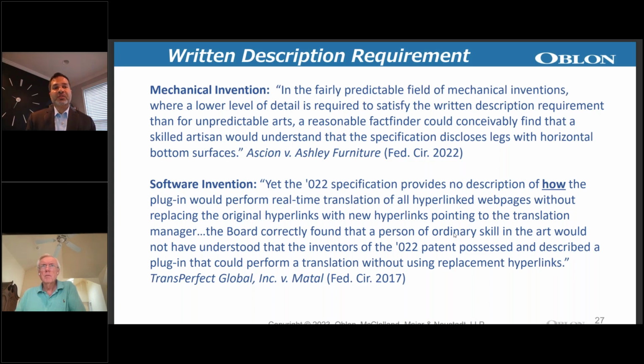And in some of the examples I'm about to show, we have to be really careful with some of the new advances in technology and software.